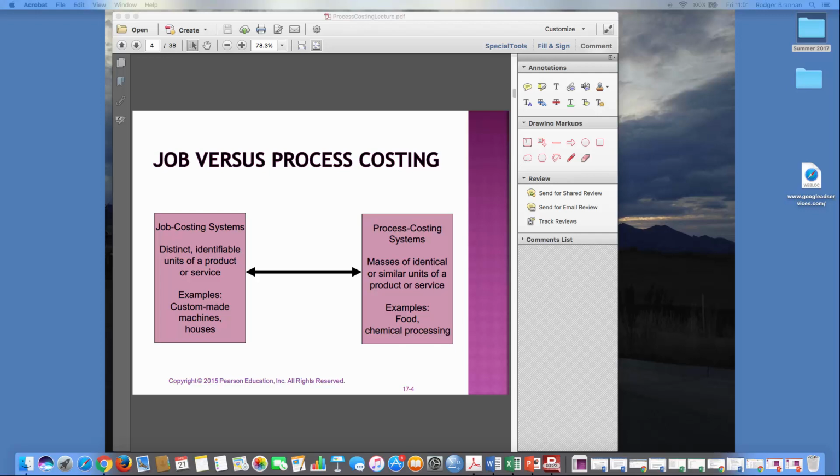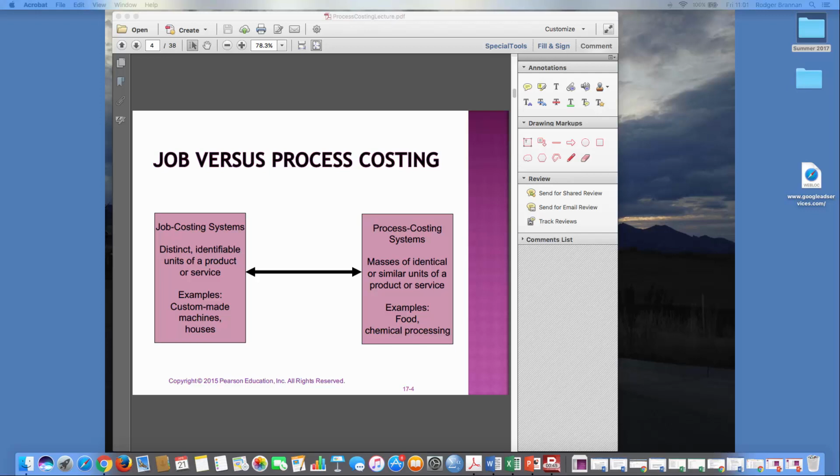For example, this house that a contractor manufactured is certainly different than another house that he or she might have manufactured. This airplane is different than another airplane because it has a different identification number. So they're separate, distinct, and therefore, in many ways, the item that I'm producing becomes a cost object.